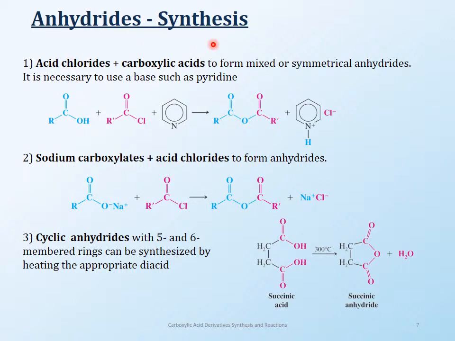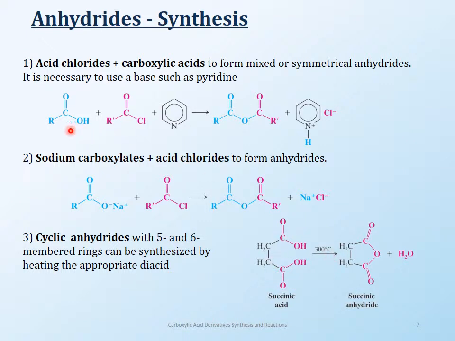Anhydrides, then, that's the next one on the list. Now what happens is that you can make anhydrides from acid chlorides, because we just covered that. So you take an acid chloride and a carboxylic acid and you will get an anhydride. Or you can take a carboxylate, which is a fairly okay nucleophile, along with an acid chloride, and then you can also get an anhydride.